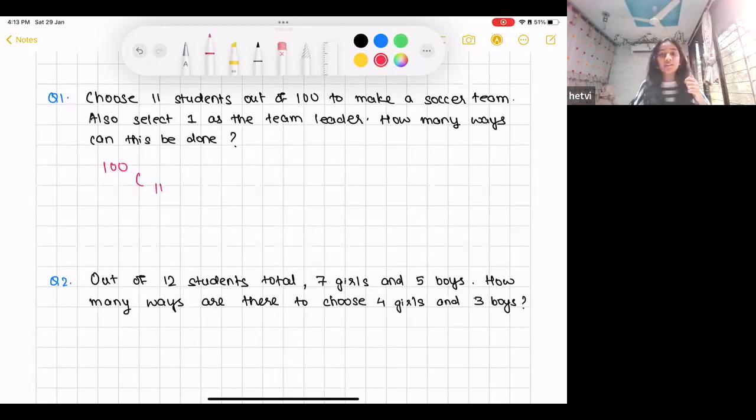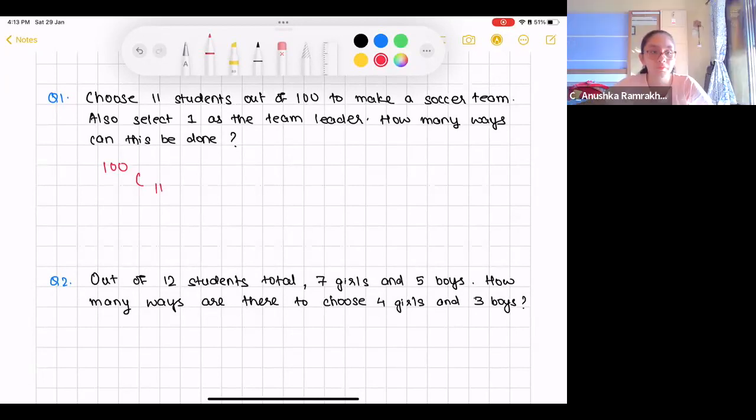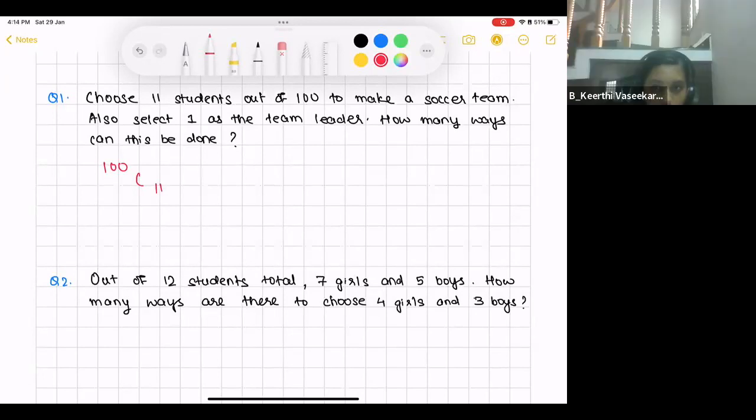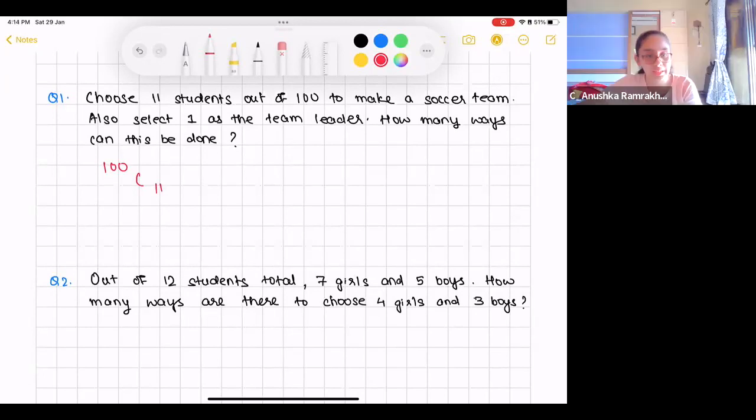100C11. Perfect. Now over here in this question, there's one more extra thing. We also want to select one team leader. So out of those 11 people, we want one team leader. We have 11 people and one team leader, so we'll have 11 ways to choose that team leader. So the total number of cases will be 100C11 multiplied by 11.